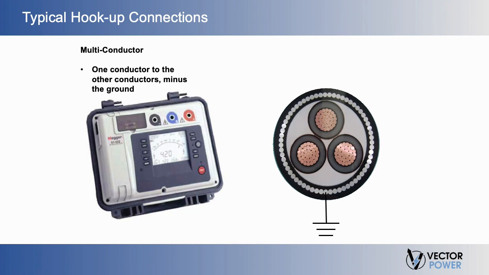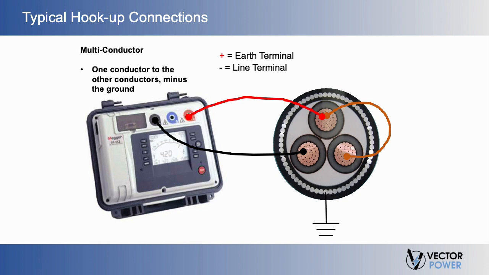When testing the multi-conductor cable, if you wish to measure one conductor to the other conductors minus the ground, make the following connections. 1. Jumper two of the conductors together. Second, connect the positive, the earth terminal, to the other conductors. Third, connect the negative, line terminal, to the conductor of interest. And finally, connect the guard terminal to the cable's sheath or neutral. Once again, anything connected to the guard terminal will bypass the measurement circuit and will not be part of the final measurement.